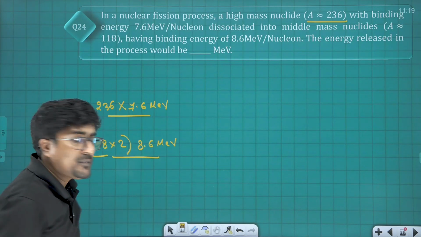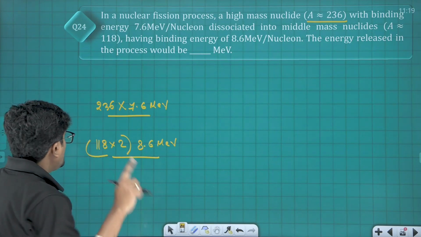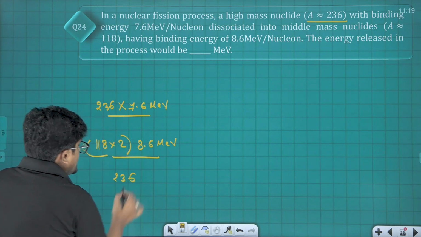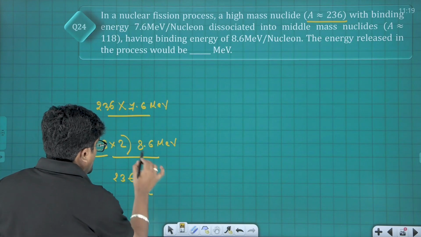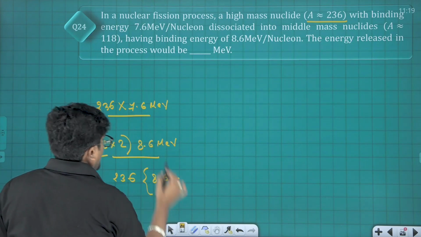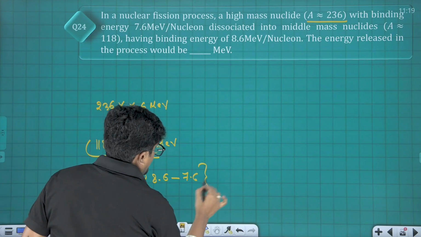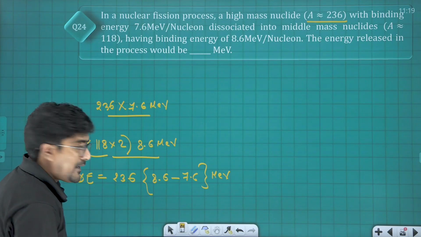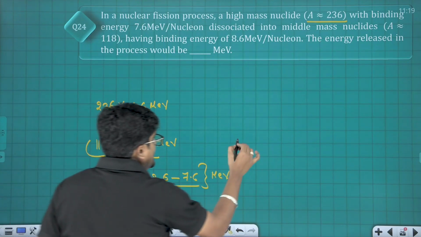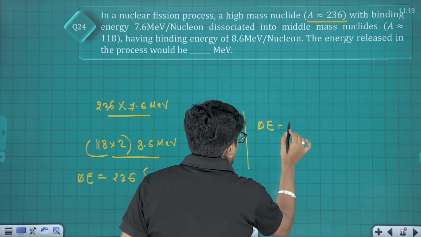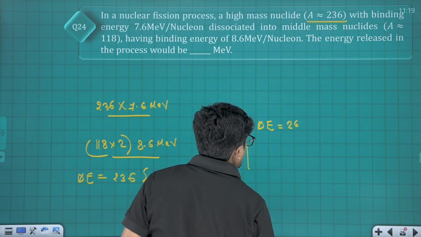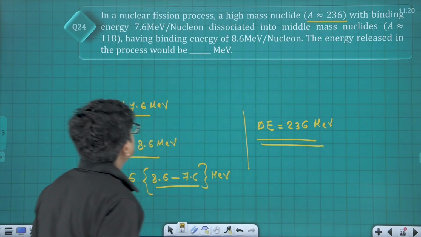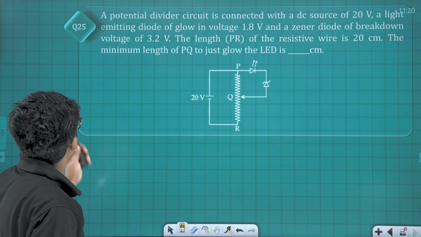Now let's take the difference. 118 into 2 is basically 236. So I have 236 here as well as 236 there. So 236 is common, and here it is 8.6 minus 7.6 mega electron volt. That is delta E, and it is equal to 1. So the energy difference delta E is going to be 236 mega electron volt.